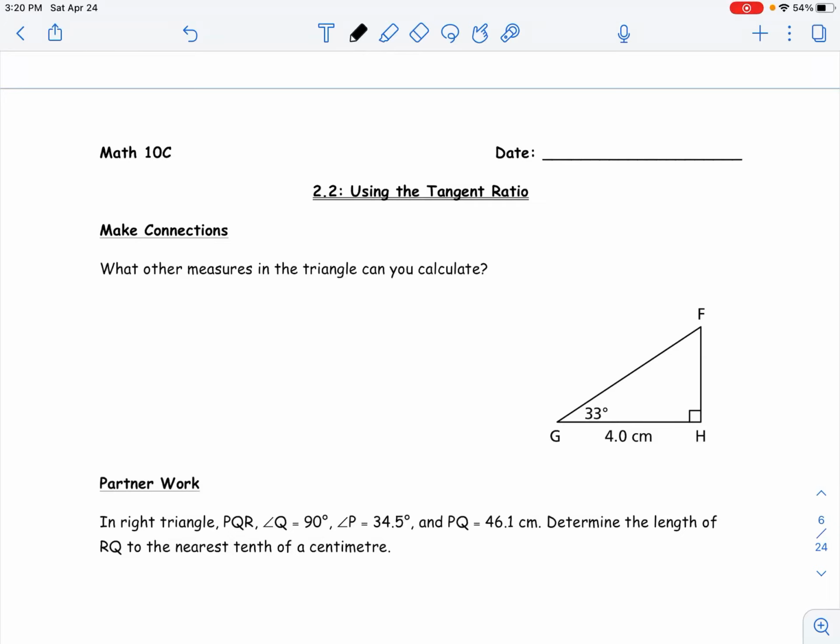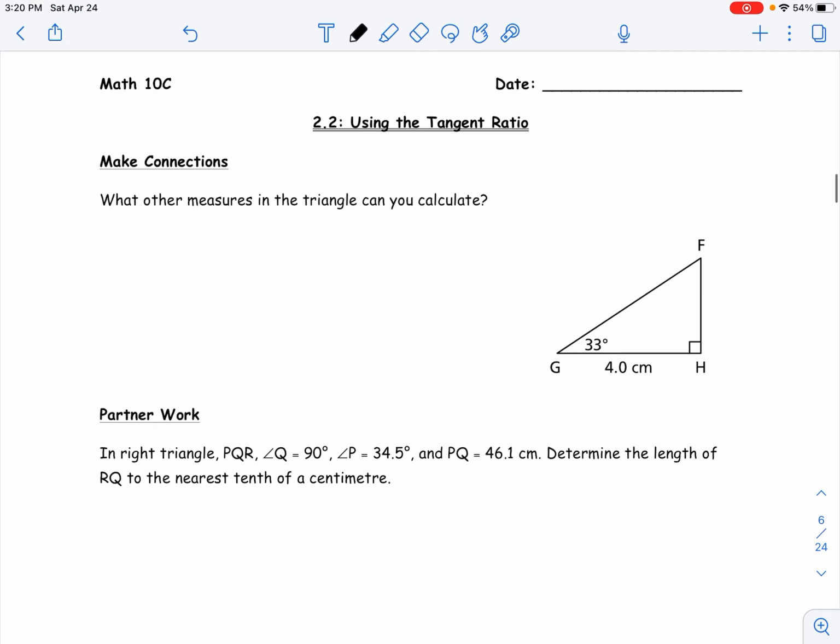Lesson 2.2 for trigonometry is using the tangent ratio to find a missing length. So our previous lesson is where we found the ratio and we used it to find a missing angle, and now it's doing the length. So in this case, they're saying, what could I find in this triangle?